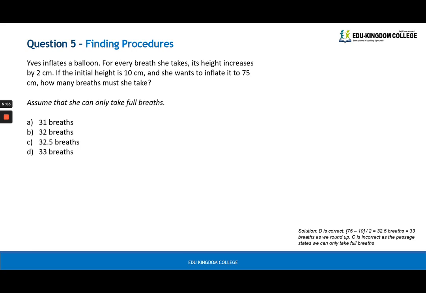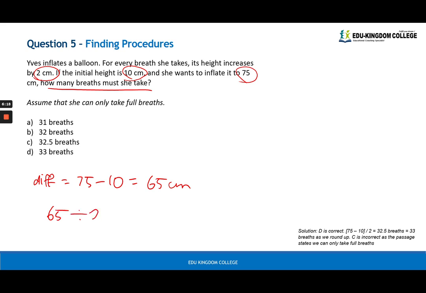Okay, fine. So we have inflation of a balloon. Every breath she takes increases it by 2 centimeters. Initial height is 10. She wants to go to 75. How many breaths must she take? So the difference that she has to make up is 75 minus 10, which is 65 centimeters. Now, she has to inflate by 2 centimeters at a time. So we're going to divide this by 2.